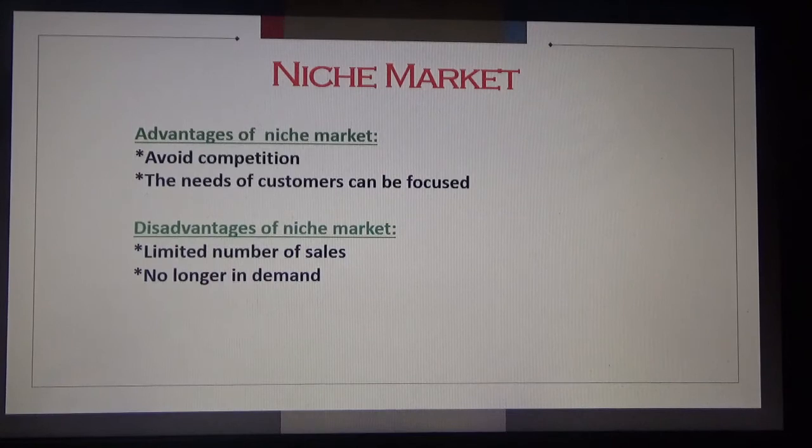Niche market also has advantages. Avoid competition, the needs of customers can be focused. And for the disadvantages, we have the limited number of sales, and however, it may no longer be in demand. Okay.